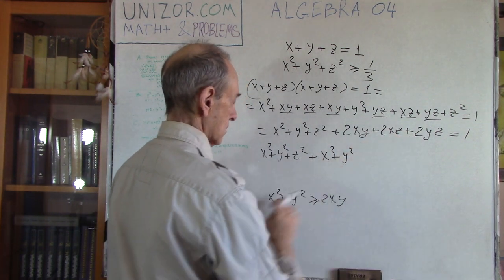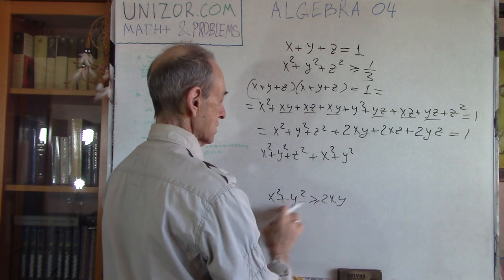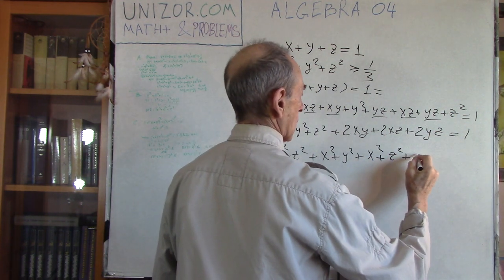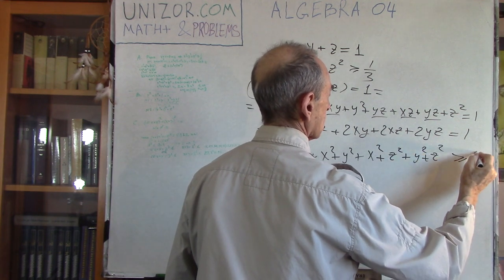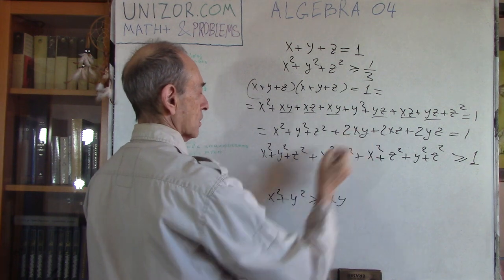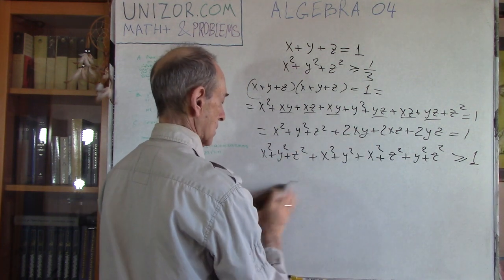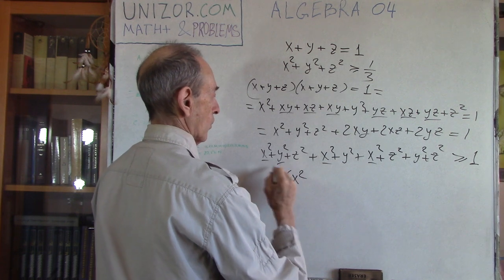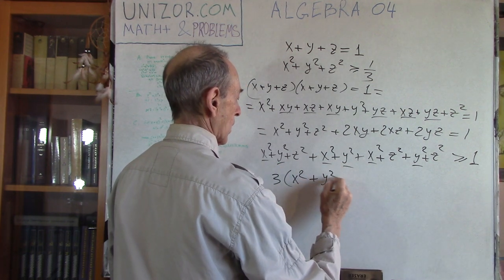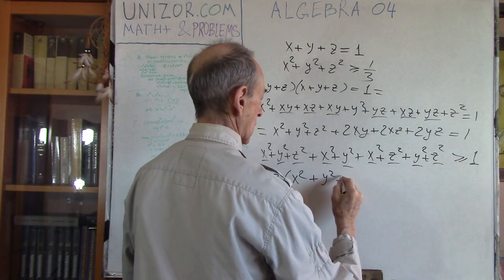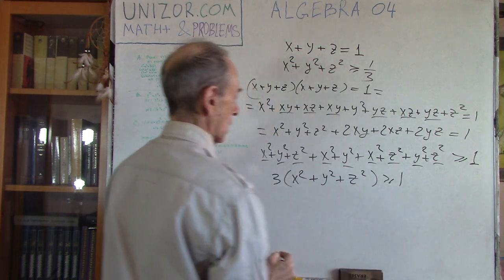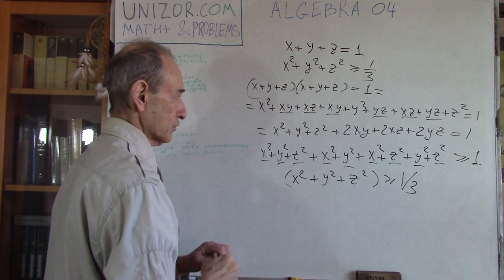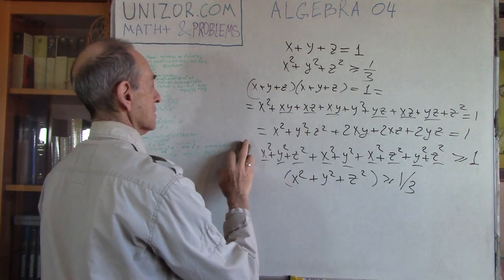Now, similarly, instead of 2xz, I will put x squared plus z squared. And instead of 2yz, I will put y squared plus z squared. And that will be greater than or equal to 1, right? Because I replaced a smaller value with a bigger one. And this is equal to 3x squared, 3y squared, 3z squared, greater than or equal to 1, from which follows that x squared plus y squared plus z squared is greater than or equal to 1/3. Proved.